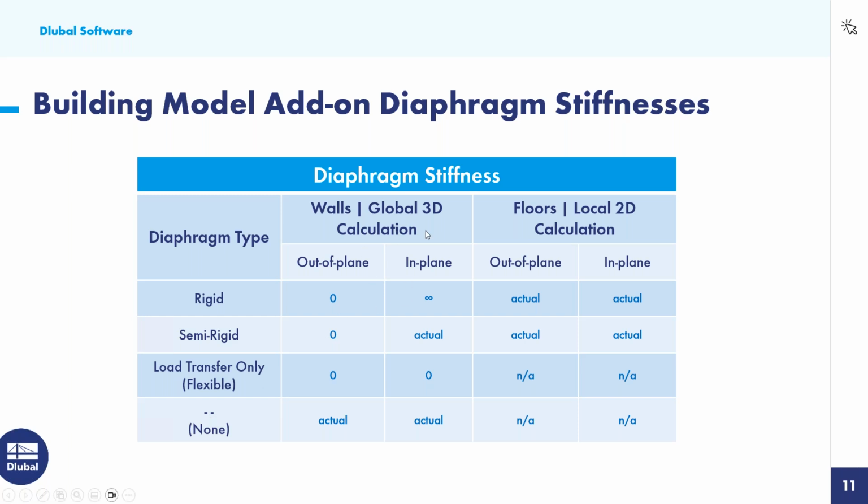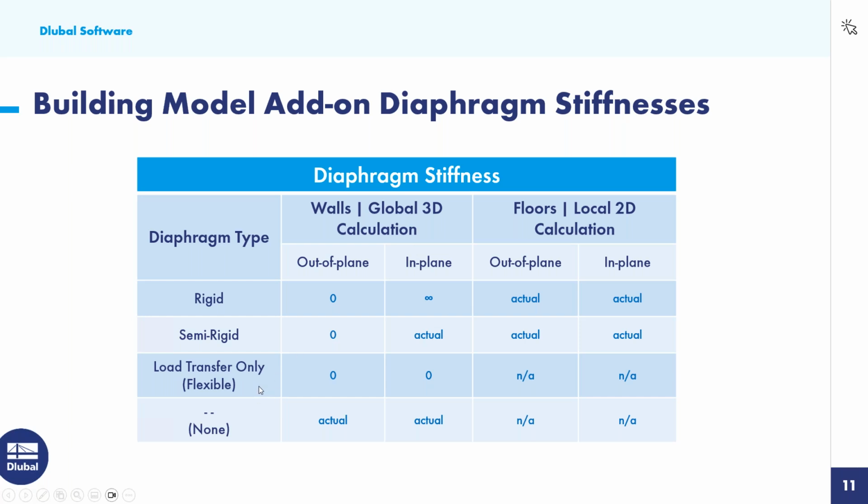Now, the first couple columns here are related to that global 3D calculation. The rigid diaphragm is going to use no stiffness in the out-of-plane direction, but in the in-plane direction, we set this to something infinitely high, a very, very high stiffness. In turn, for this semi-rigid diaphragm, again, out-of-plane stiffness is set to 0, but the in-plane stiffness is going to be the actual stiffness. So we're going to look at the materials, the thicknesses, and we're going to use the true stiffness properties in the in-plane direction for that 3D calculation.